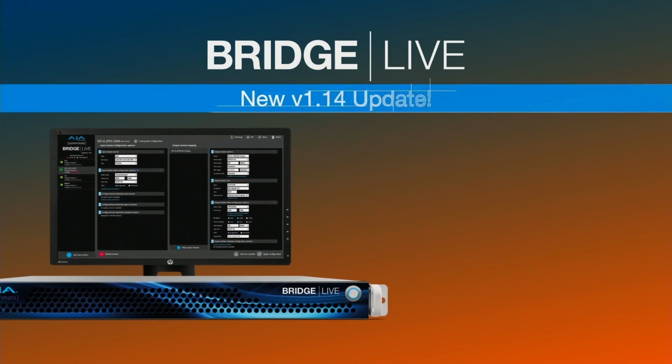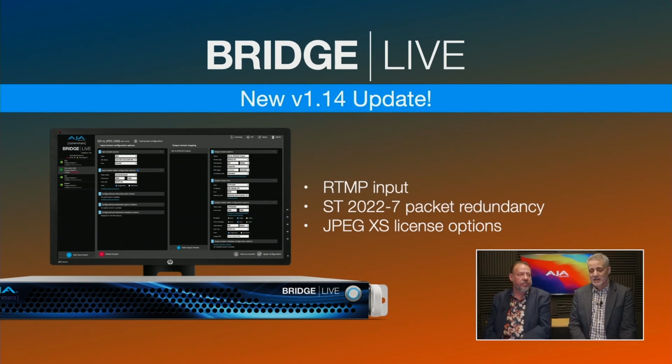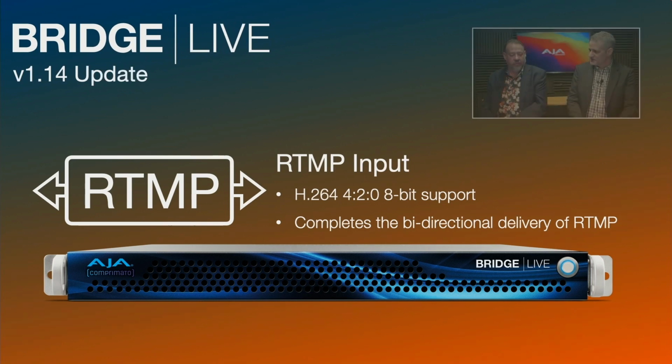And so for NAB, we have a new 1.14 update that introduces several new features. We're going to highlight three of them today: RTMP input, packet redundancy, and JPEG XS. And all of these were based on customer feedback as well. So first, let's talk about the RTMP input. We have RTMP output, and now we're adding input. Maybe why is that significant?